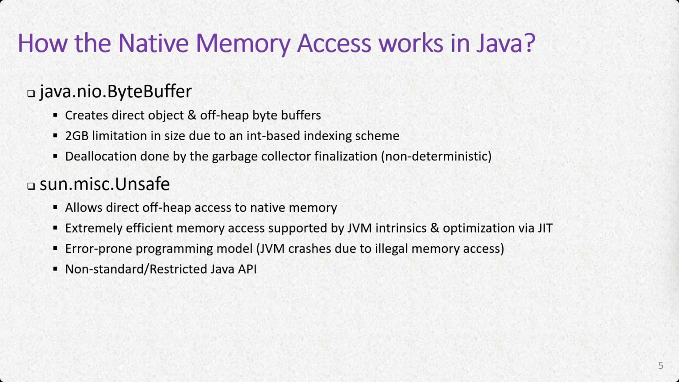For the unsafe API, most Java developers love to use that because it allows developers to manipulate the native memories in an extremely efficient way. This is supported by the JVM intrinsics and JIT optimization. But this is not a safe programming model because it's easy to make mistakes that crash the JVM. So you are not encouraged to use that and should avoid doing that as much as you can because these APIs are restricted.